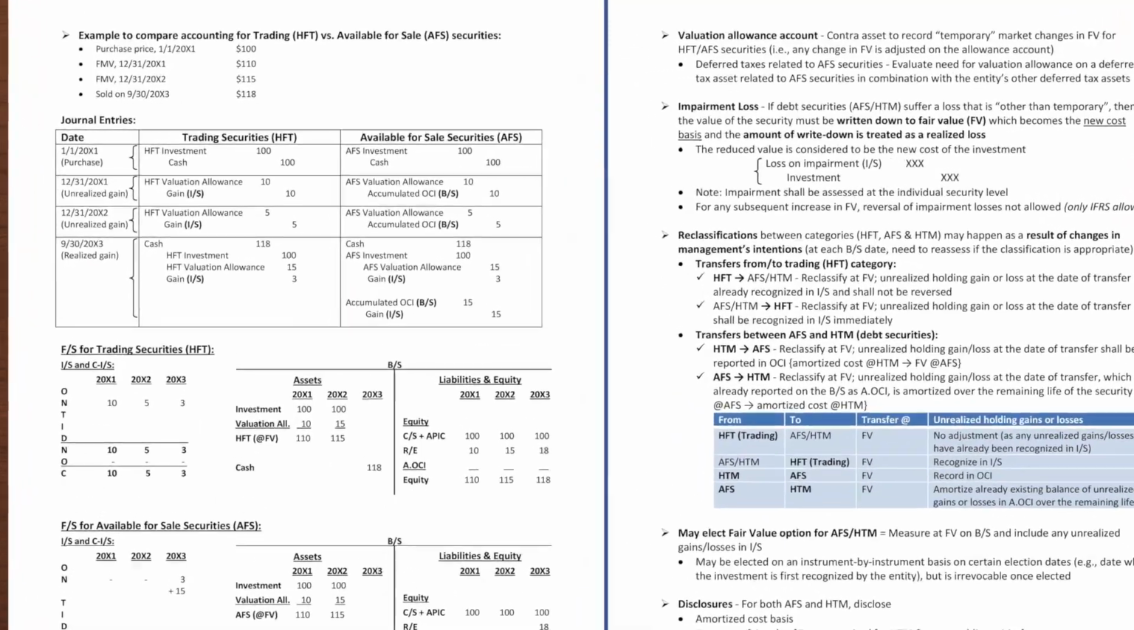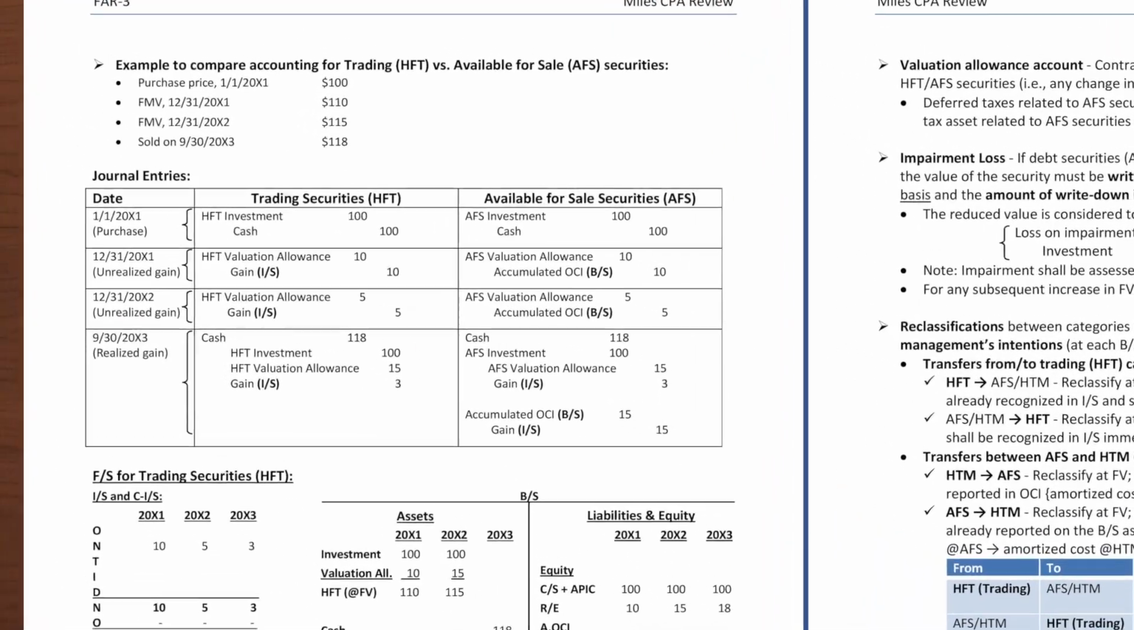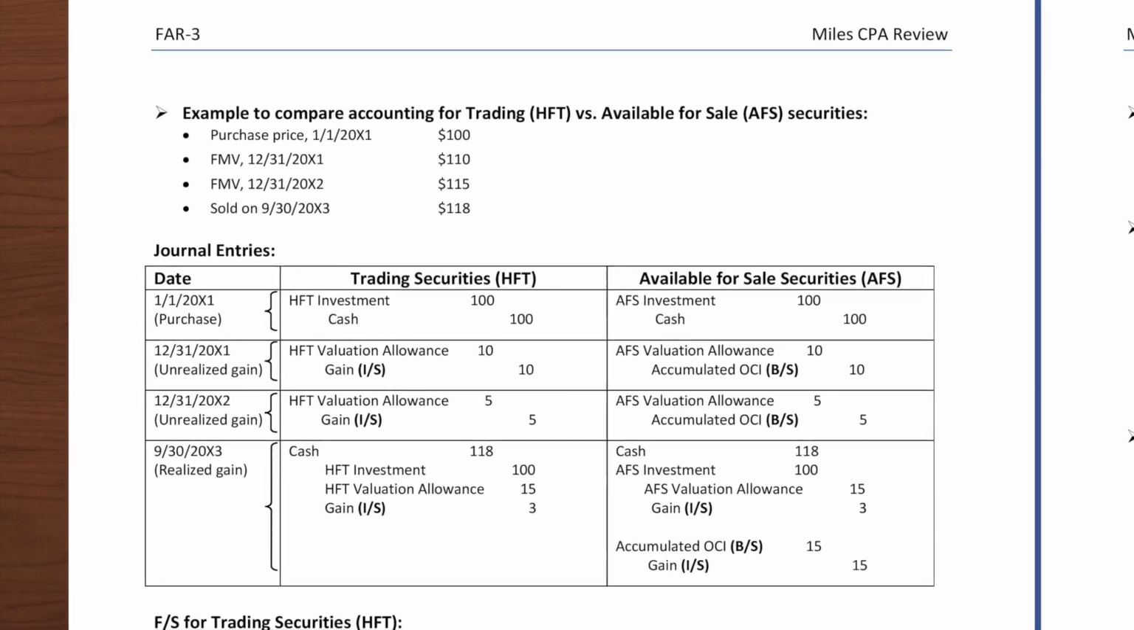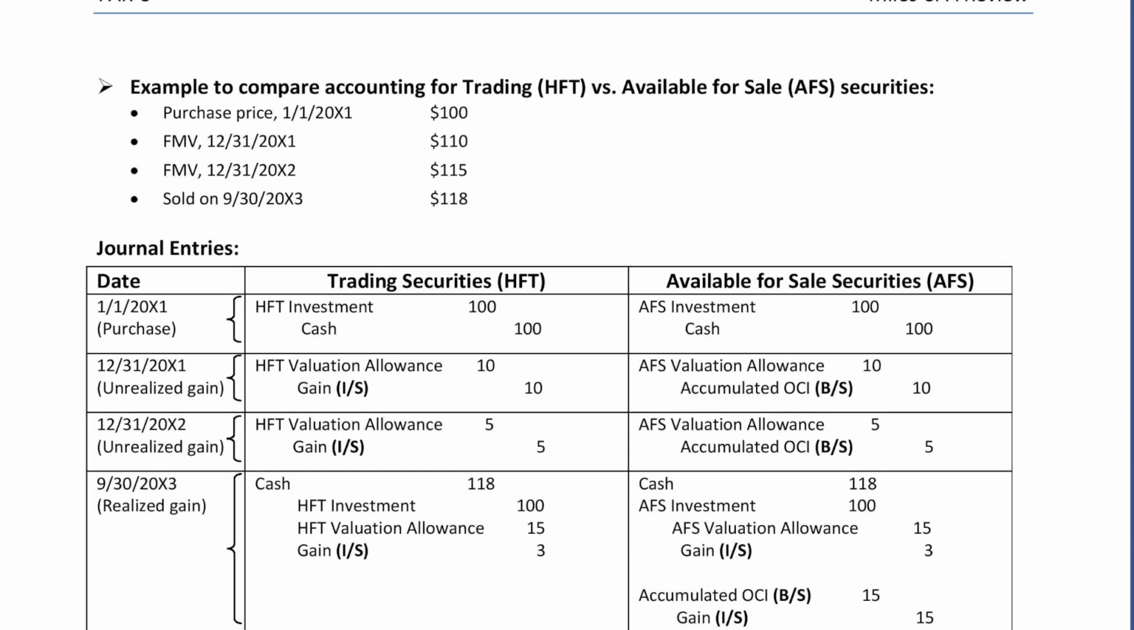Turn on to page 10, where we've got an elaborate example to compare the accounting for trading securities versus available for sale securities. So let's look at the data points that we have here. It says the purchase price of the debt security on 1st Jan year 1 is $100. The fair value as of 31st December year 1 is $110. And the investor has not yet sold off the security. So this is, draw arrows and write, $10 unrealized gain.